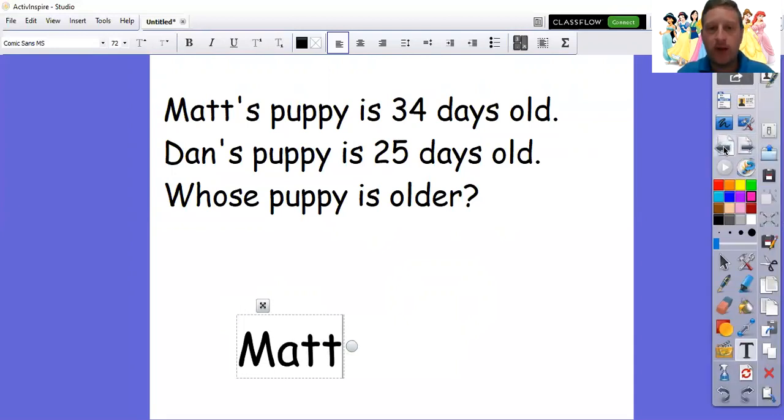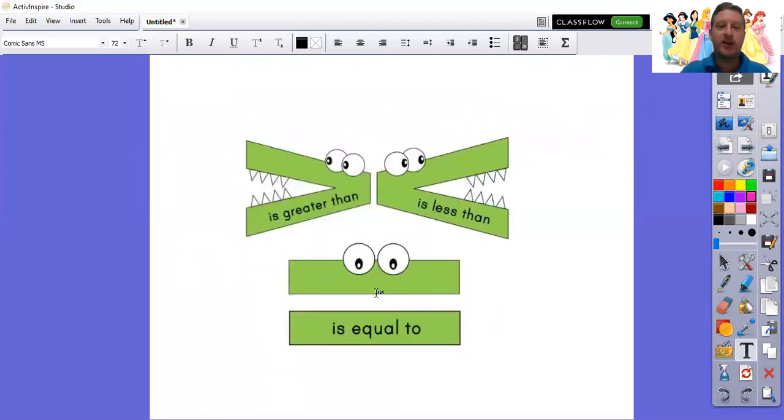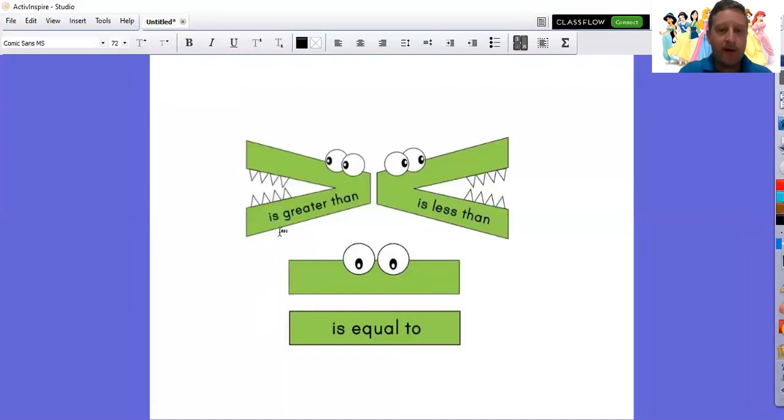Okay, guys, before we go, let's just quickly go back and look at these symbols again. We have greater than, and we can also say more than, less than, or we can also say fewer than. And we have is equal to, or we could also say is the same as.